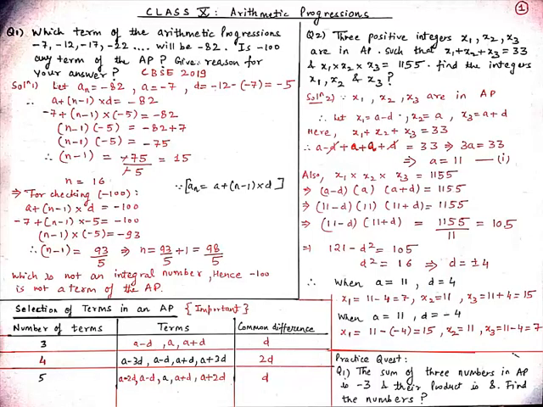Today in this video we are going to study selection of terms in AP, which is super important as far as board examination is concerned. So before that, first we will solve a question which was asked in CBSE 2019. Student, the question is: which term of the arithmetic progression -7, -12, -17, -22 will be -82? Is -100 any term of the AP? Give reason for your answer.